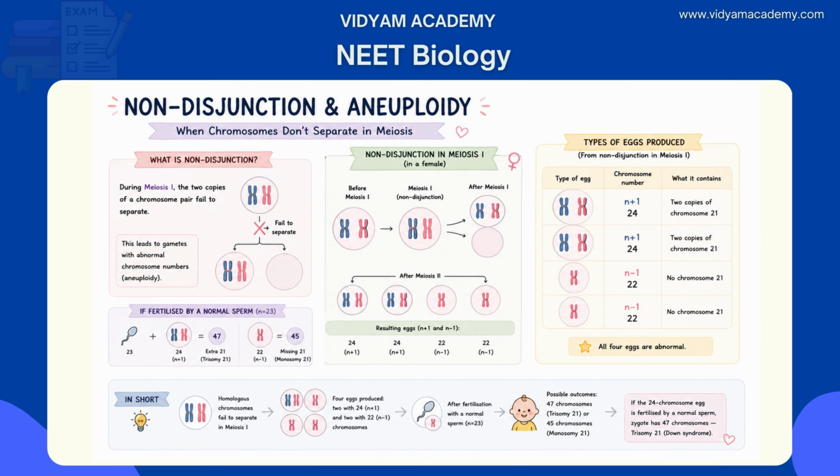As a result, all products derived from the non-disjunction event are abnormal: 2 cells with 24, n plus 1, and 2 cells with 22, n minus 1. If the 24 chromosome egg is fertilized by a normal n equals 23 sperm, the zygote has 47 chromosomes. Trisomy 21, that's Down syndrome.